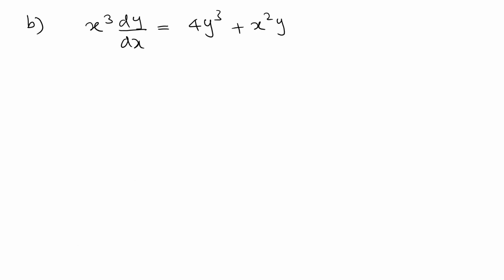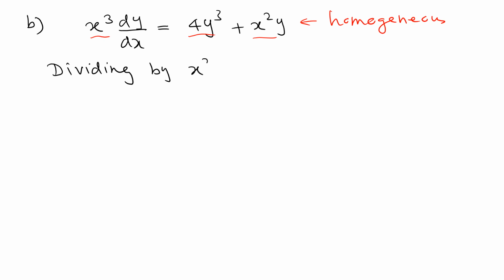So we have x cubed dy over dx equals 4y cubed plus x squared y, and you can clearly see that each term has the same degree. So by the alternative definition, this is homogeneous. Now, dividing by x cubed, we can write dy over dx on this side. We always write the normal form. And so we can write this as 4 y over x cubed, and if you divide by x cubed, you're going to get y over x, and you can see it is a function of y over x. So we're going to use a substitution.